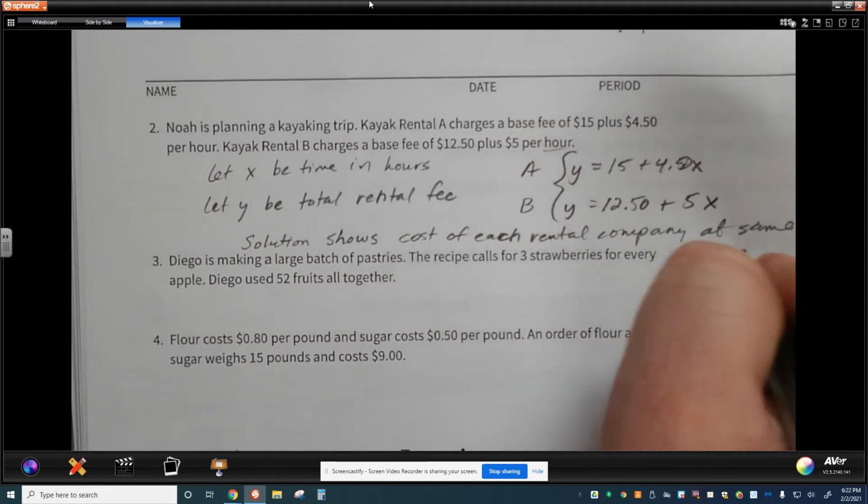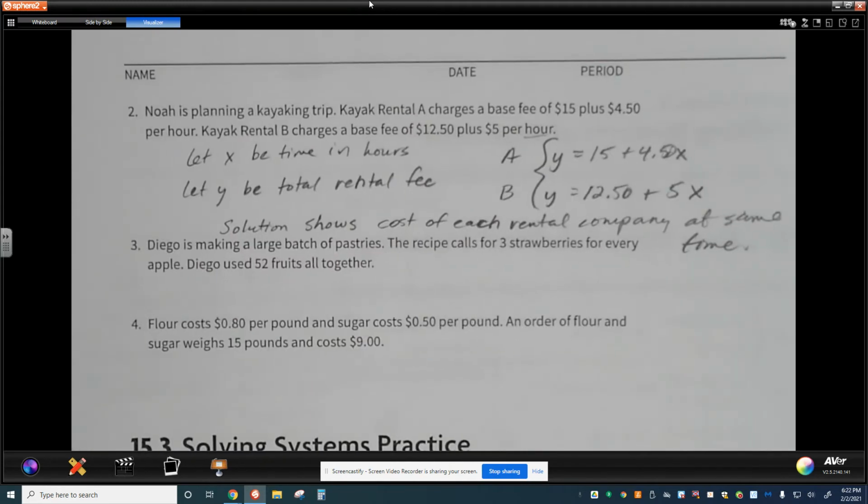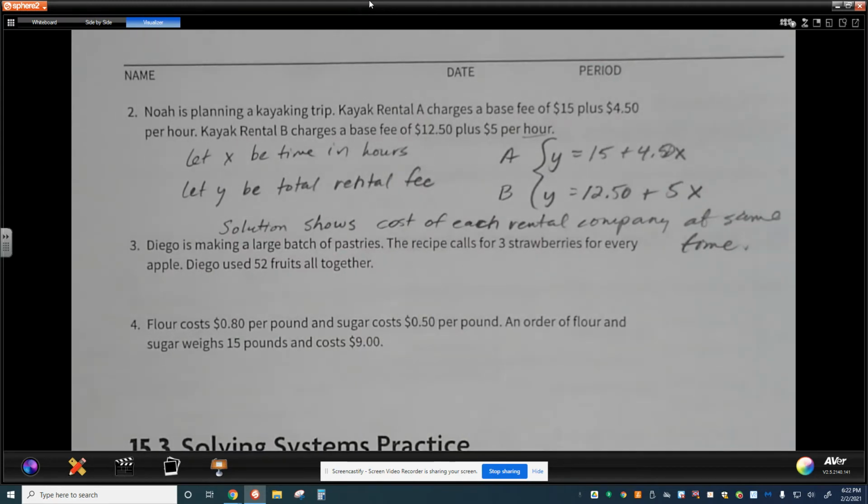Now, why would I use something like this? Well, the reality is if I plan on being gone for a long time during the day, one of these companies is going to be cheaper. If I'm planning to be gone for like 16, 20 hours, I have to consider which company is going to charge me more at that point. And I can use this to determine which one of these companies is actually going to be cheaper for me.